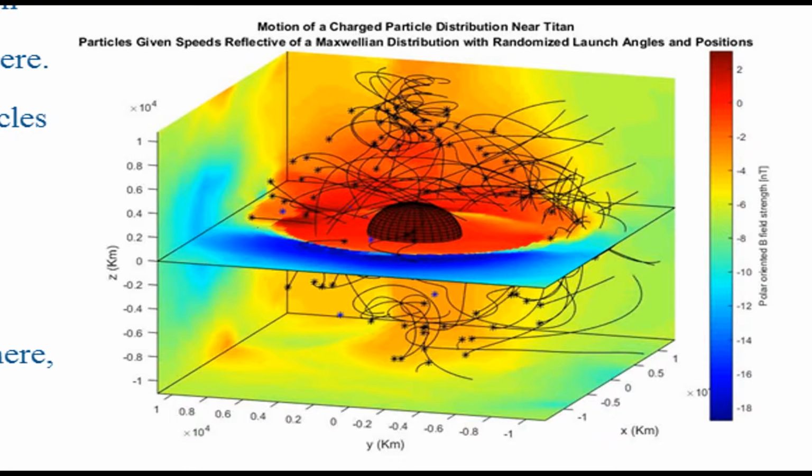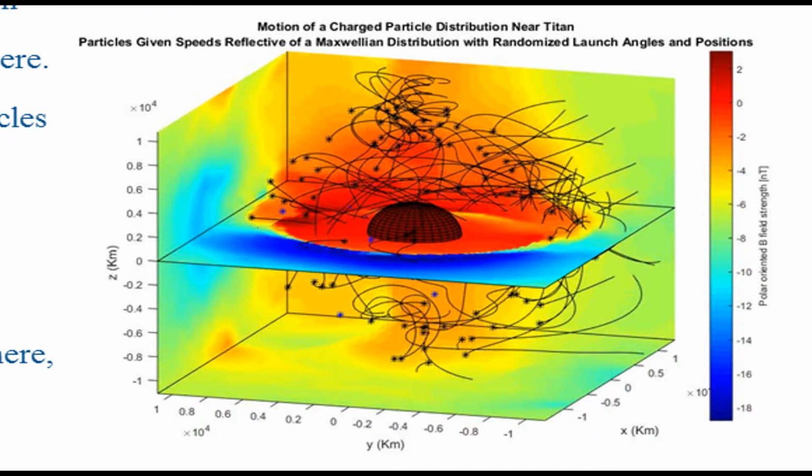This figure shows Titan, as well as the magnitude of the polar-aligned magnetic field near Titan. The red region reflects near-zero field values, while the blue region reveals the strongest anti-polar field values. Saturn is located to the left in this figure, and the plus Z axis is in line with Titan's north pole. Further, Titan's motion is out of the page.